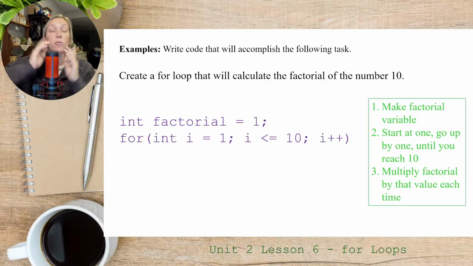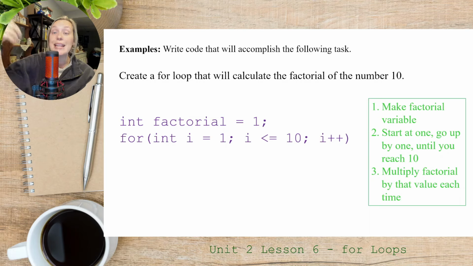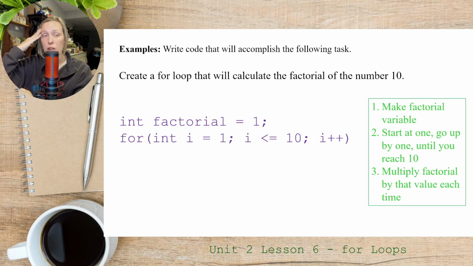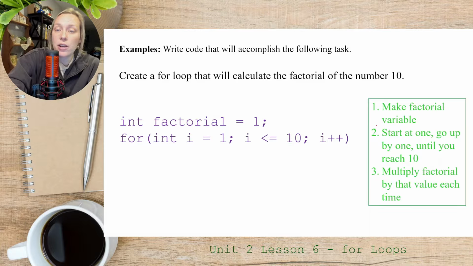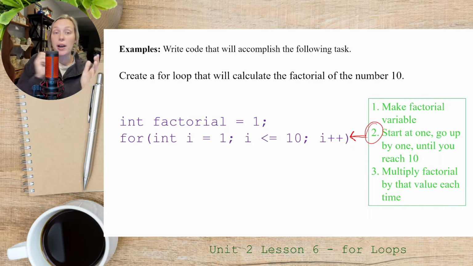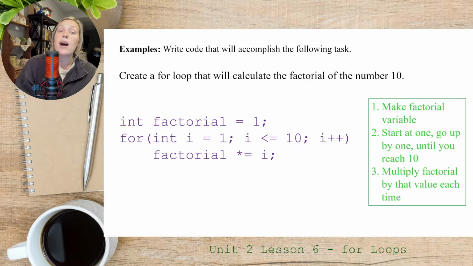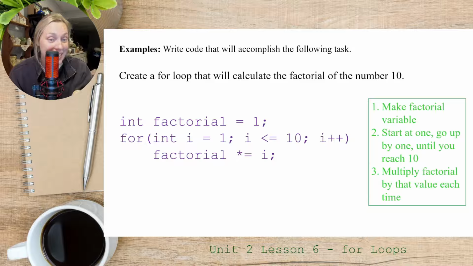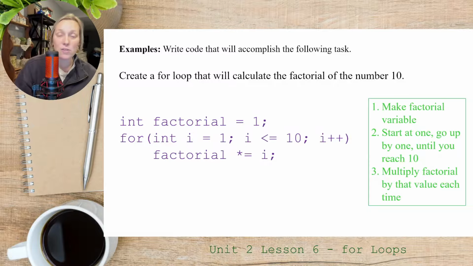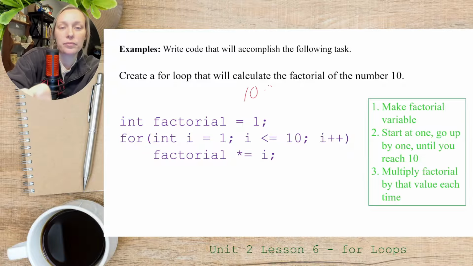And then the way I think is I'm going to have it start at 1 and go up to and including 10, increasing by 1 each time. So you see how step 2 here, when I put those into words, that was all taken care of in my for loop header. I starts off at 1, I increases by 1 up to and including 10. And what I'm going to do is I'm going to take factorial times I, and then that becomes my new factorial, okay, each time.